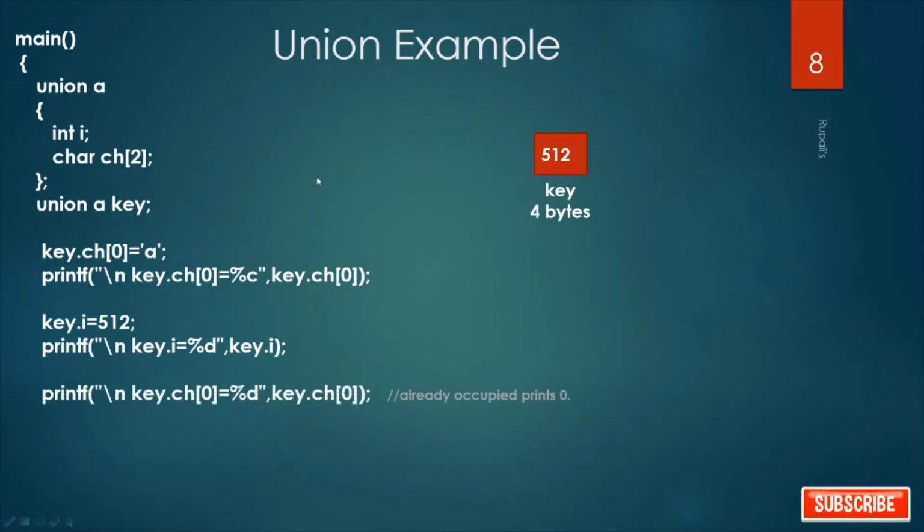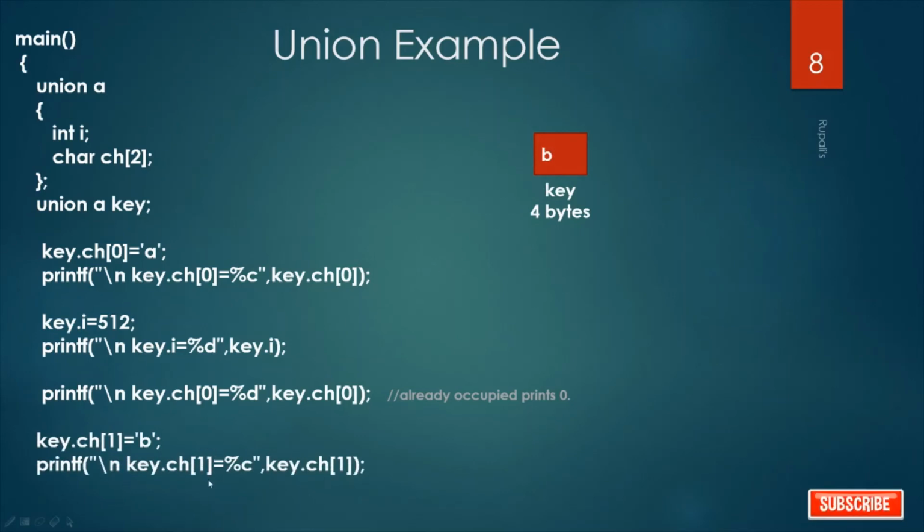Now again I want to print key.ch0, but this location is already occupied by the value 512. So if I want to print key.ch0, it gives 0. It will print 0. Now I store key.ch1 equals b. So here it is b. So if I want to print key.ch1, it will print b. So in this way, union variables share the same memory location.